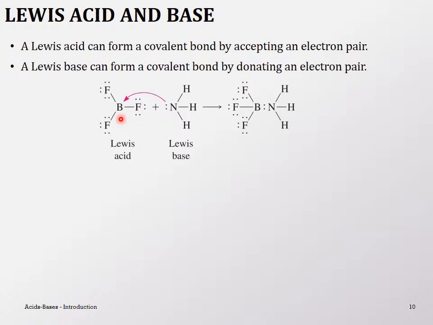Okay, and Lewis acids can also be cations, as I said before, Fe2+, zinc 2+, and then another group mate of boron is aluminum. So AlCl3, that's also going to be a Lewis acid. So those kinds of things would be acids, and bases would be anything that is electron rich.